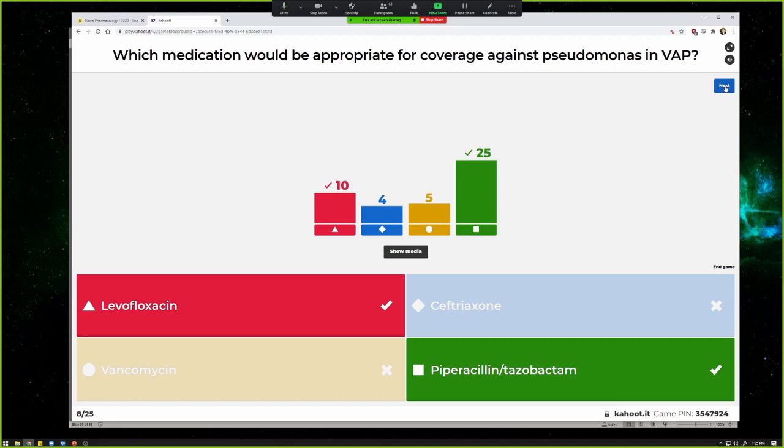So things to consider too. Could I do levofloxacin plus an aminoglycoside? Well, yeah, they both have different mechanisms. That does make sense to combine the two there.